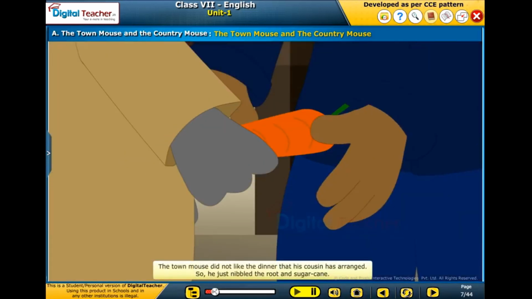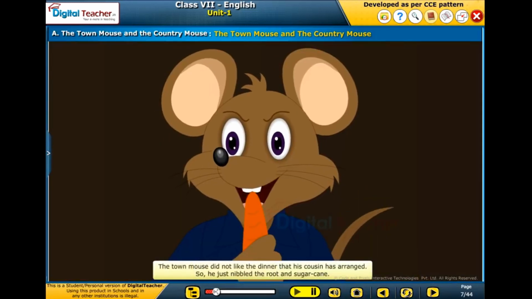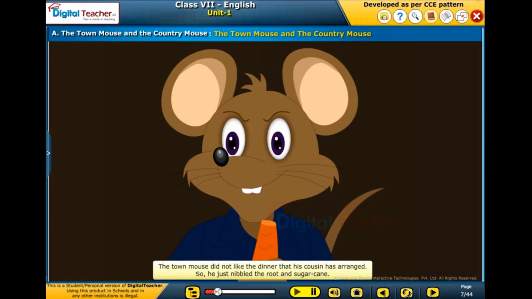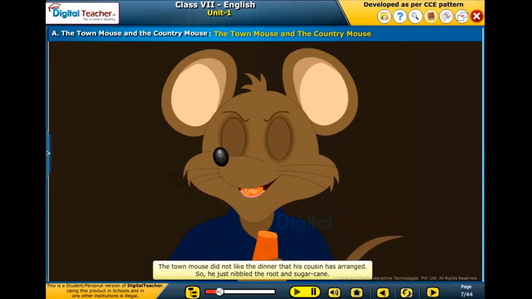The town mouse did not like the dinner that his cousin had arranged. So he just nibbled the root and sugar cane.